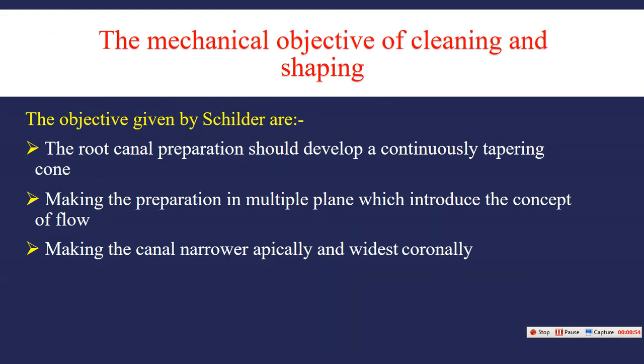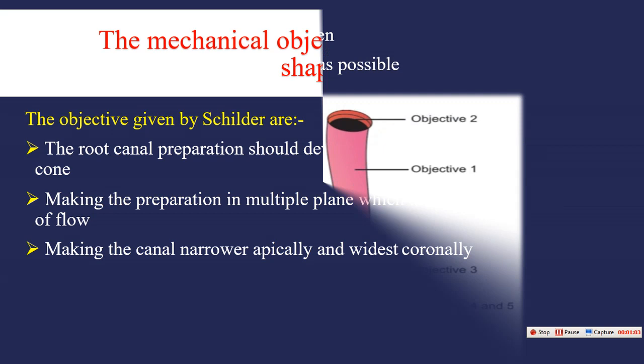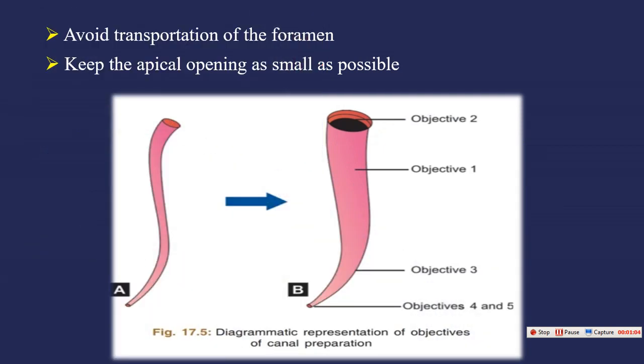The mechanical objectives for cleaning and shaping of the root canal system. For successful cleaning and shaping, Schilder put 5 objectives, as seen in this picture. The first objective, making the preparation of the root canal system resemble the original shape of the canal. The second objective, making the preparation in a continuous flow, meaning it is easy for the instrument to follow inside the root canal system with the curvature resembling the original shape.